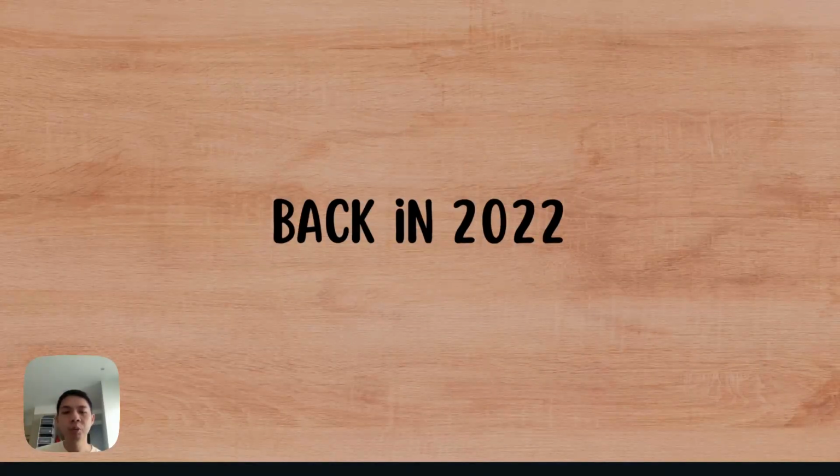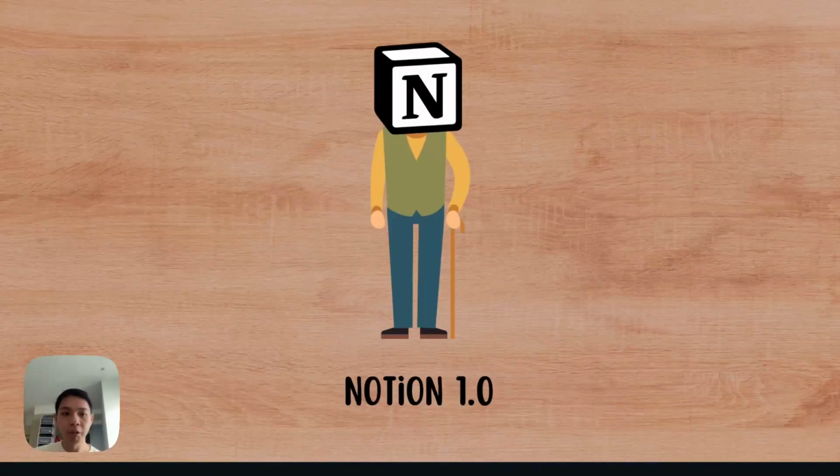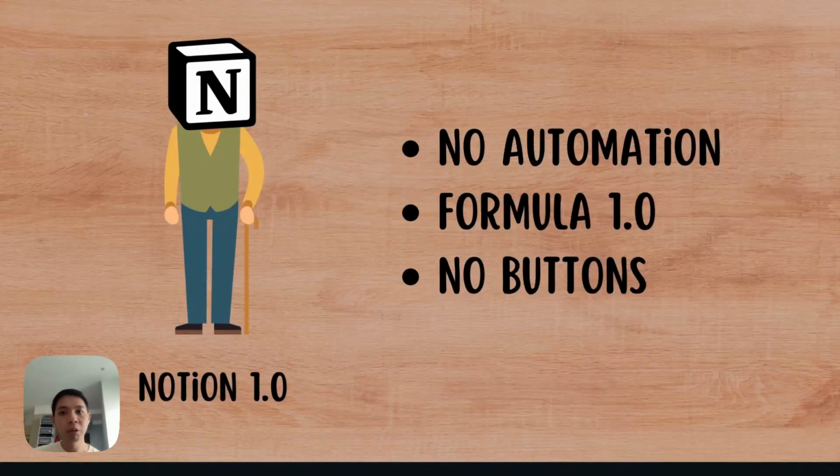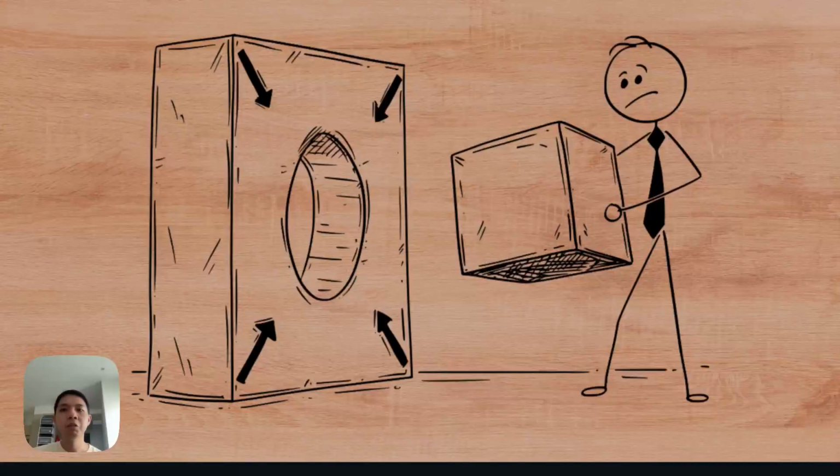Back in 2022, during the Notion 1.0 generation, there was no automation. It was using Formula 1.0, and there were no buttons. So it was just impossible to fit in and build this thing.